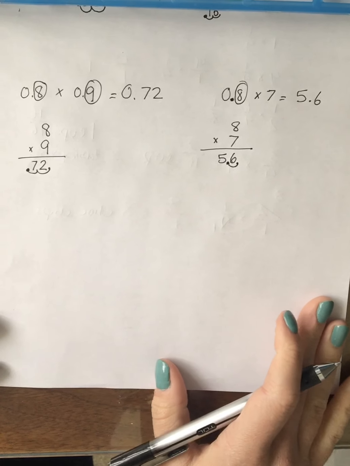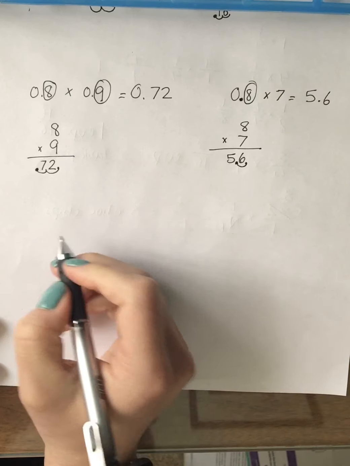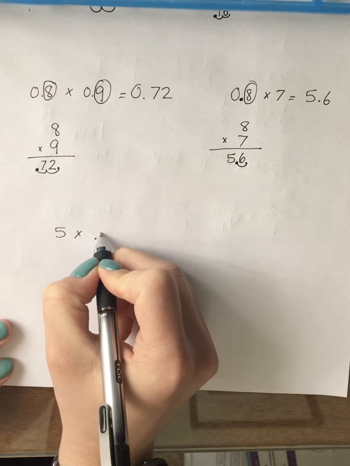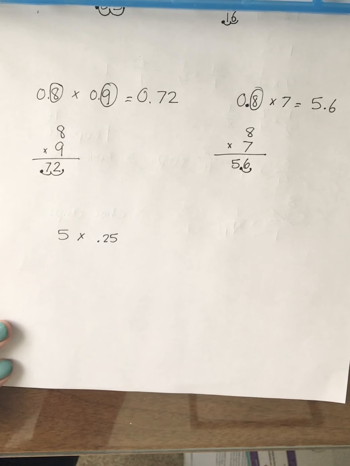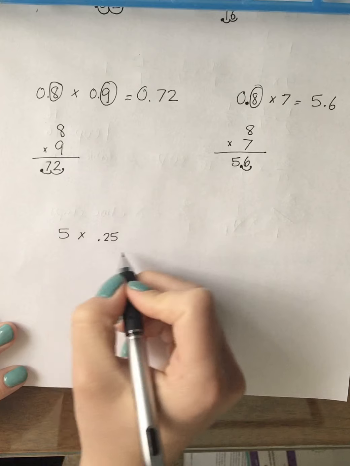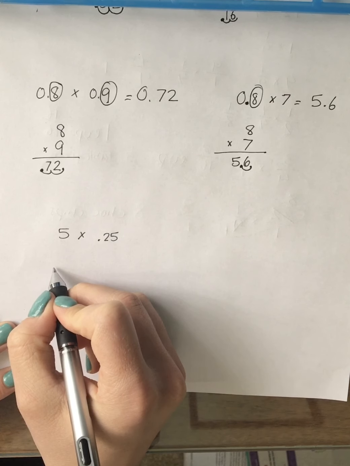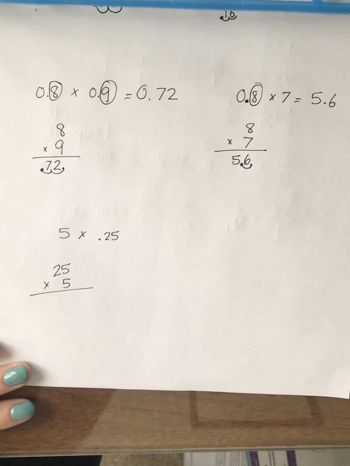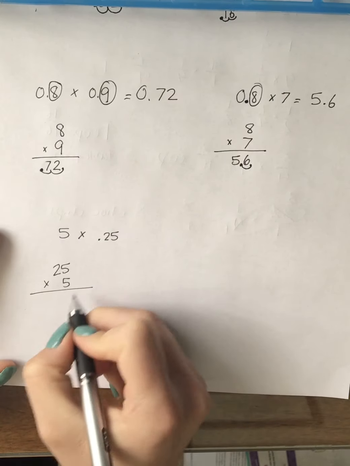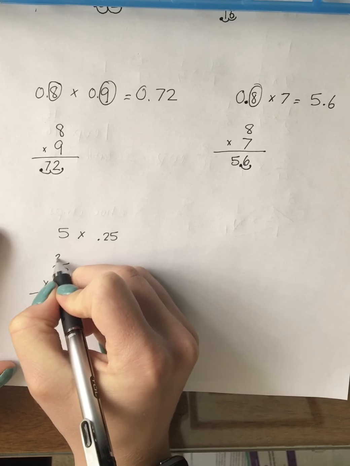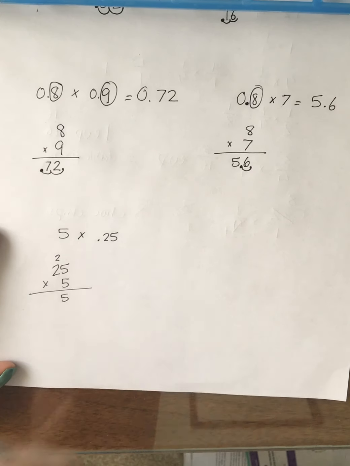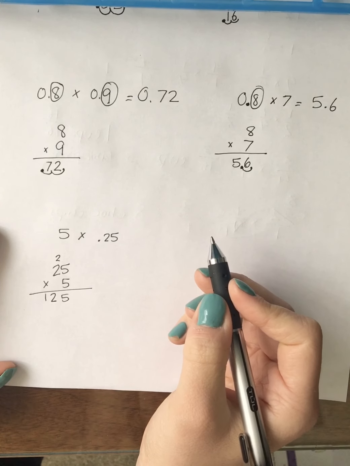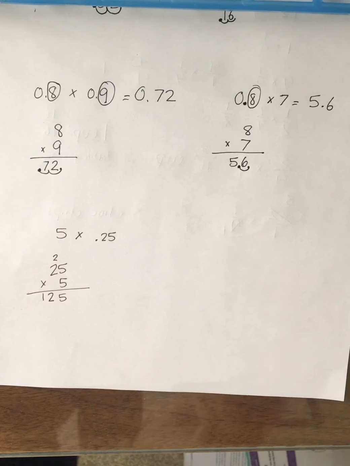Let's do another one multiplying a whole number, except this time we're going to use hundredths. I'm going to multiply 5 times 25 hundredths. Now, here I'm going to set up the multiplication problem again. And I'm going to put the 25 hundredths on top, but I'm going to change it to just 25. I'm taking out that decimal point. So 5 times 5 is 25. 5 times 2 is 10, plus that 2 is 12. I have 125 as my answer.